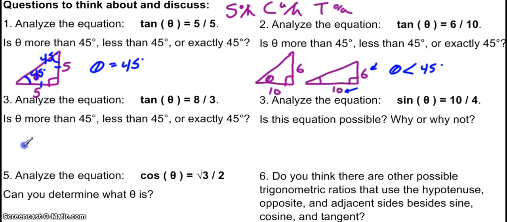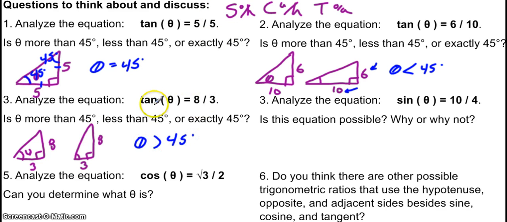For number 3, go ahead and draw our triangle. We've got tangent of 8 over 3, so I will label my opposite side with 8, my adjacent side with 3, and this is a little bit different. In this case, it seems like my opposite side is larger than my adjacent side, and so this angle is seemingly going to be greater than 45 degrees. So theta is greater than 45 degrees.